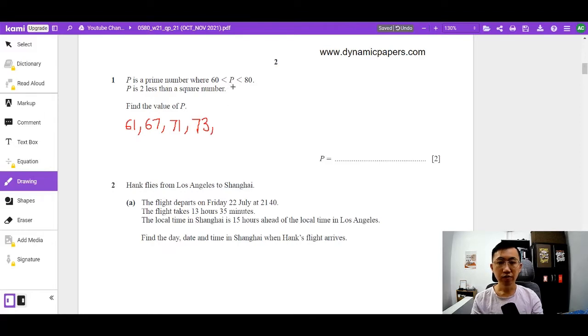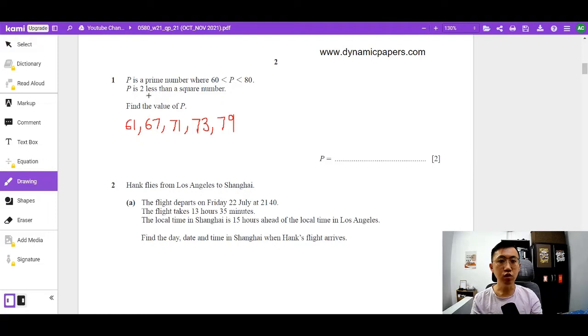74, 75, 76, 77, no, cannot. 78, cannot. 79 is the next possibility for prime number. And then that's it. So there are only 5 suspects here. These are all the prime numbers larger than 60 and less than 80. Okay, then we have to read this question.